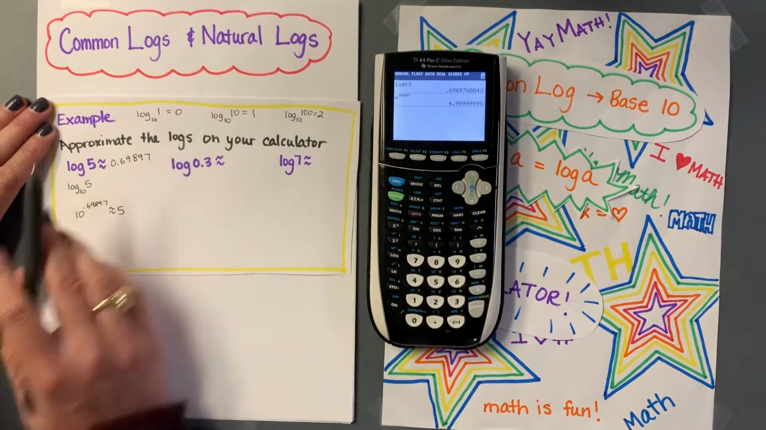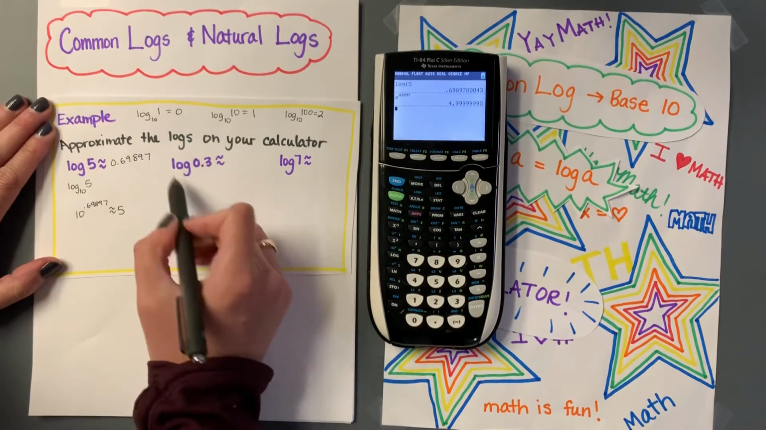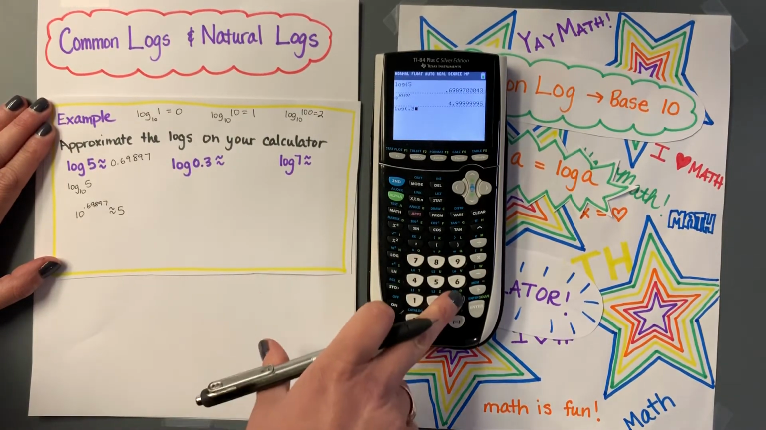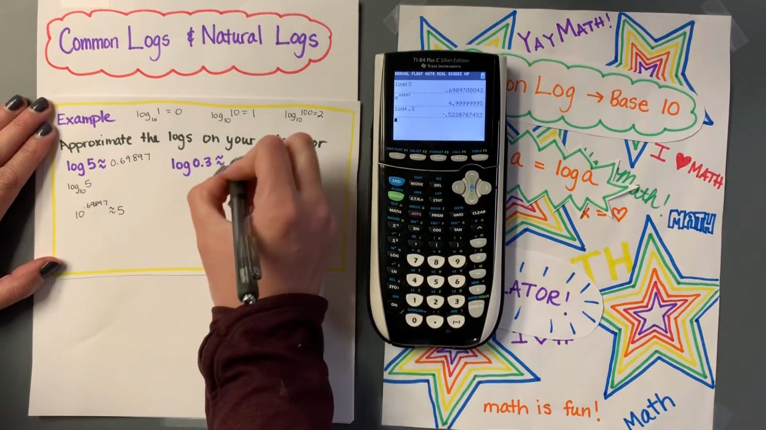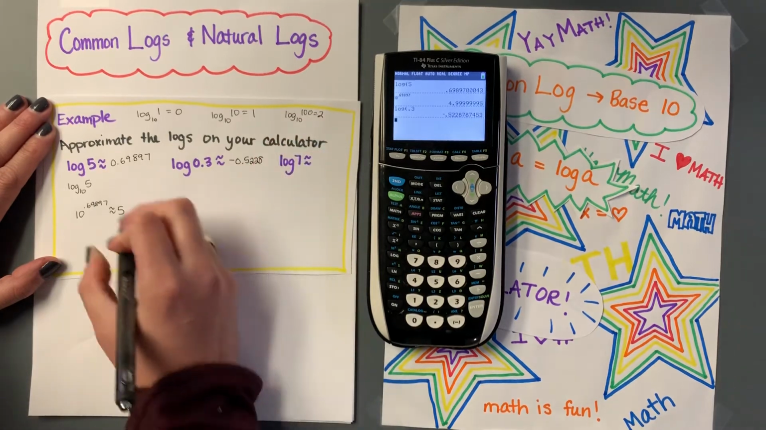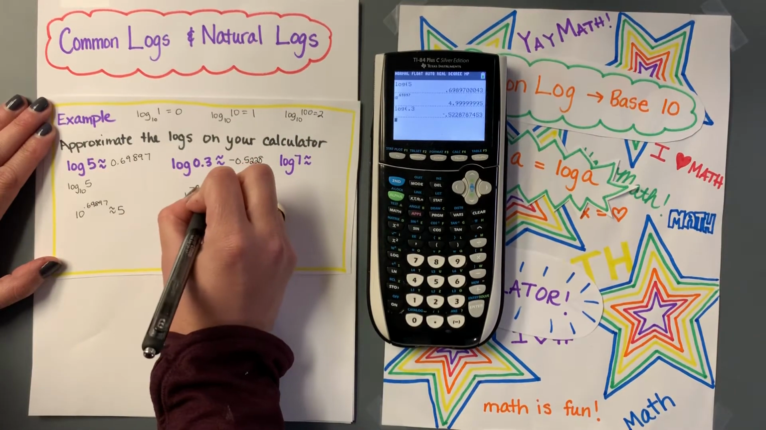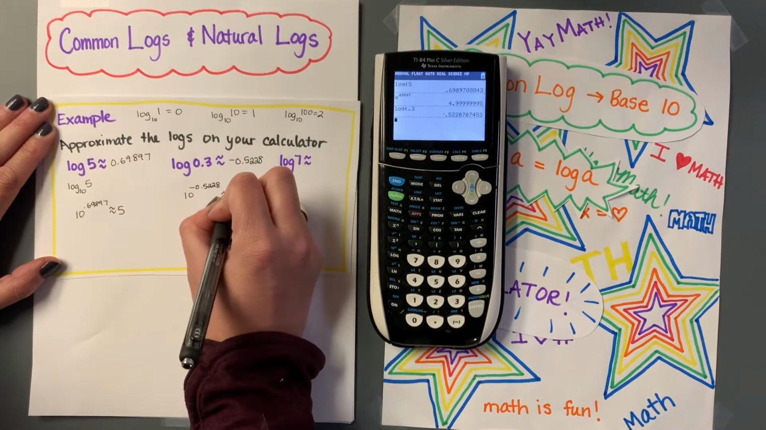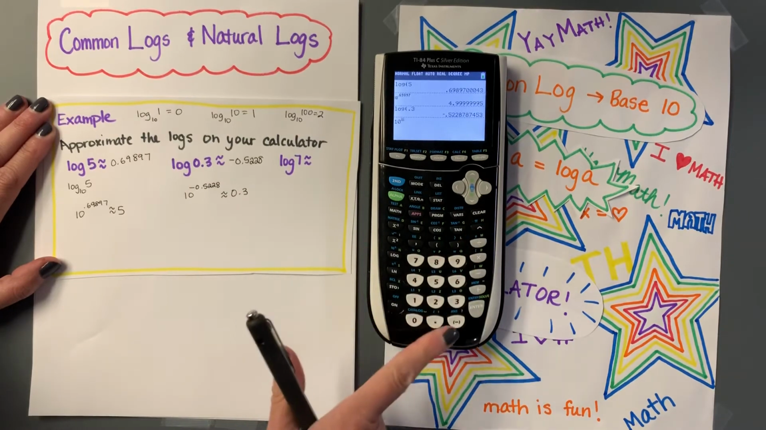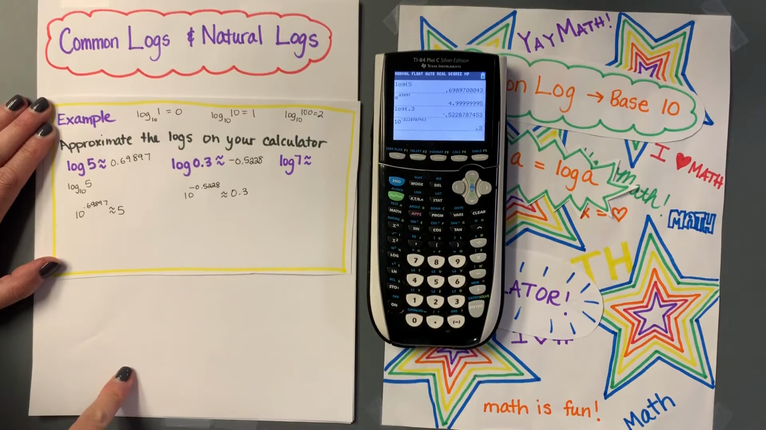Okay, so log of 0.3. I expect this to be smaller than 0. I expect this to be a negative number. So I'm going to hit that log button, 0.3, and I get negative 0.5228. So this is really saying 10 raised to the negative 0.5228 should be equal or just about equal to 0.3. So 10 raised to the, I'm just going to pull that value, gives me 0.3.